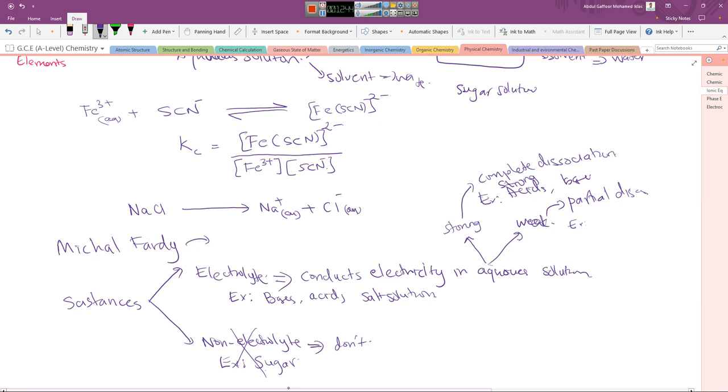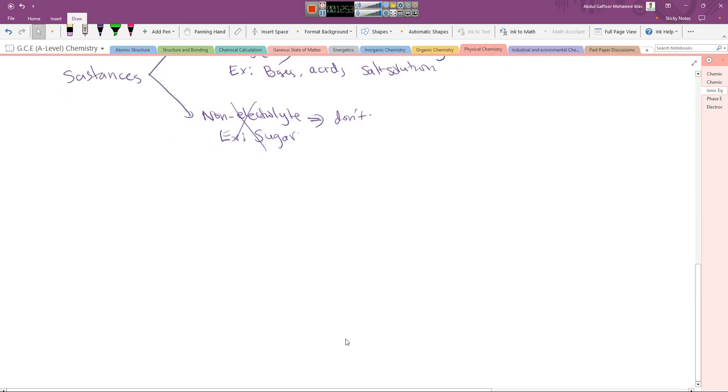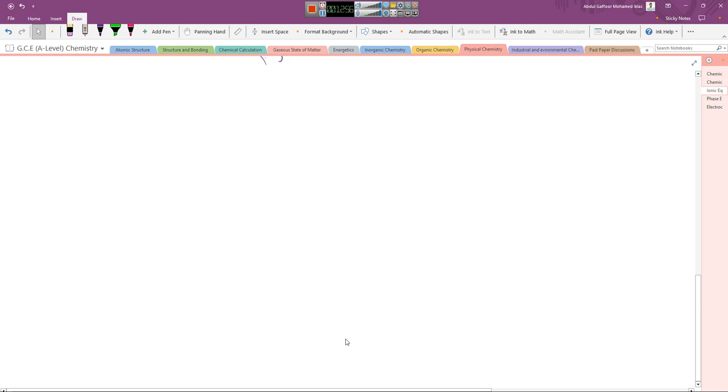Now we are going to move to strong electrolytes. I will explain some theories related to strong electrolyte and weak electrolyte, right? For example, let's say we take a strong electrolyte. A strong electrolyte should undergo complete dissociation. For example, NaCl is a strong electrolyte as it undergoes complete dissociation as Na+ aqueous plus Cl- aqueous, right? Here you can take solid NaCl.